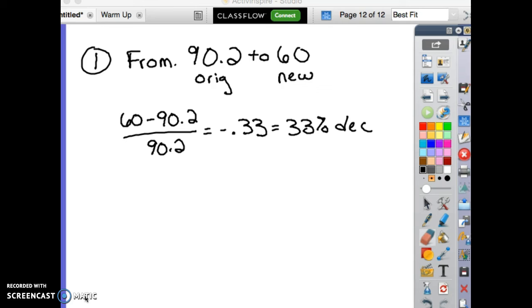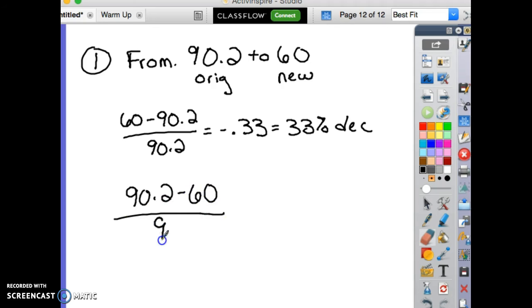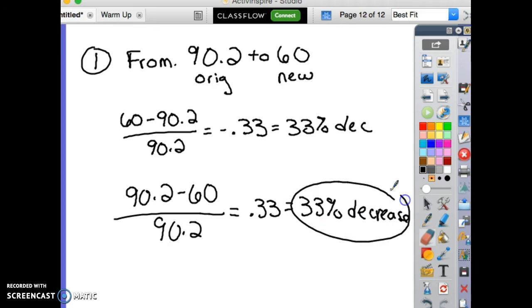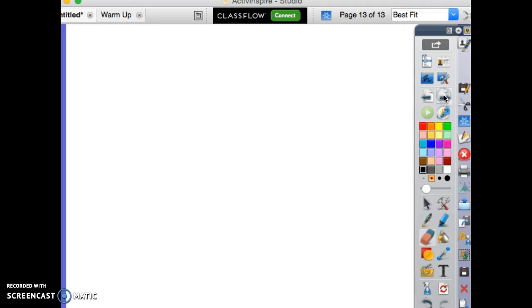Okay, doing it the way that I want us to do it, we're going to do 90.2 minus 60 divided by 90.2. The only thing this does is it gets rid of this negative. We still get a 33%, but we're just going to know I went down from 90 to 60. I know that that's a decrease. So you get the same answer. The only difference in doing it with the formula or just subtracting is you avoid this negative, which messes some of us up.